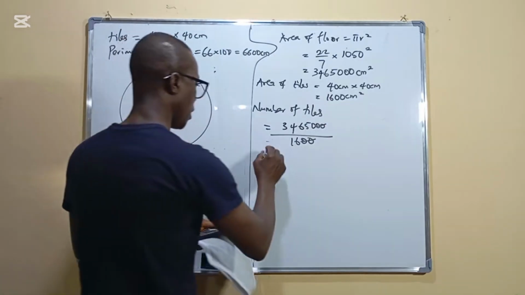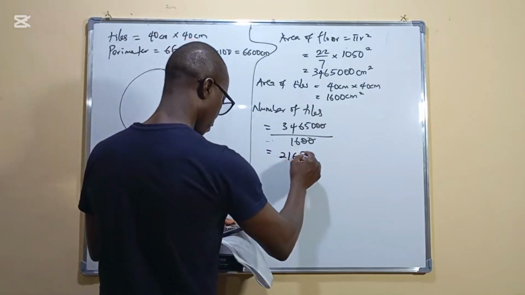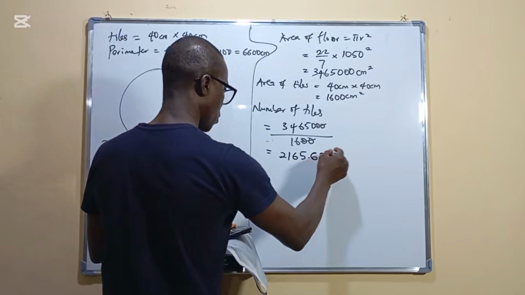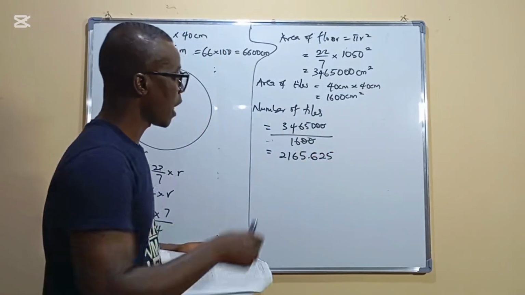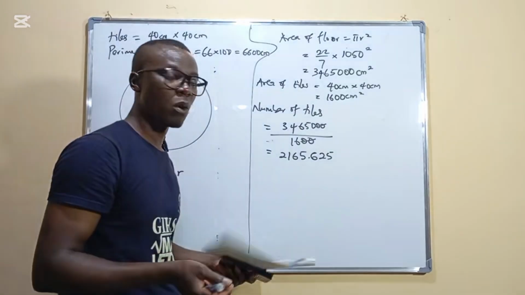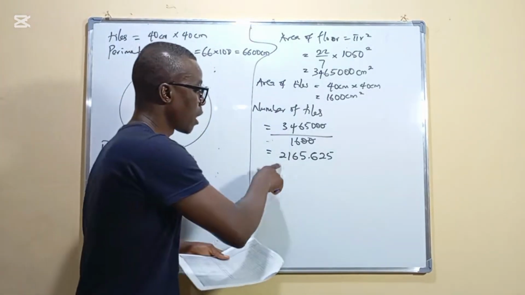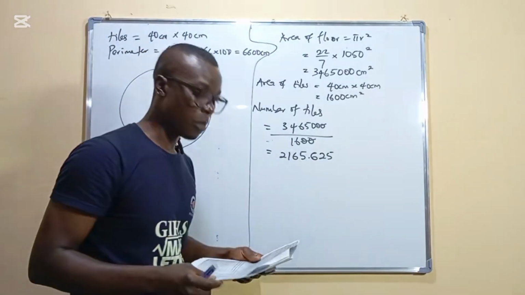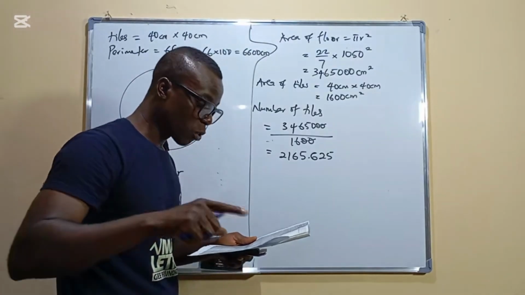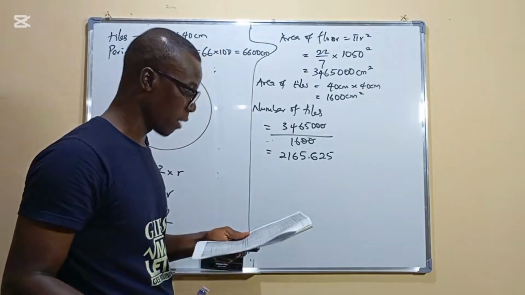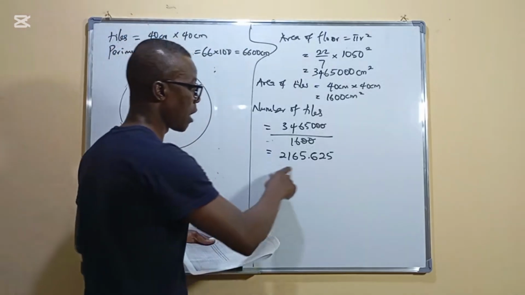And that will give 2165.625. Now, looking at this, that's the number of tiles that will be required. Of course, you won't go to the market and say, give me this number of tiles with this remainder there. The question says, correct to the nearest whole number. So you are going to take that correct to the nearest whole number.